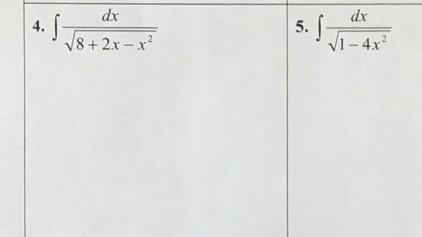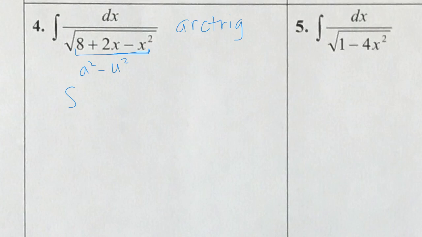Okay, now what we've looked at is things with roots in the denominator should remind you of some type of arc trig antiderivative. So we want to make this thing into an a squared minus u squared deal. And we're going to do that by completing the square. Okay, so I have 8 plus something minus, so I'm going to pull out my minus here to make this a positive x squared. I'm going to change this to a minus 2x and then plus a box.